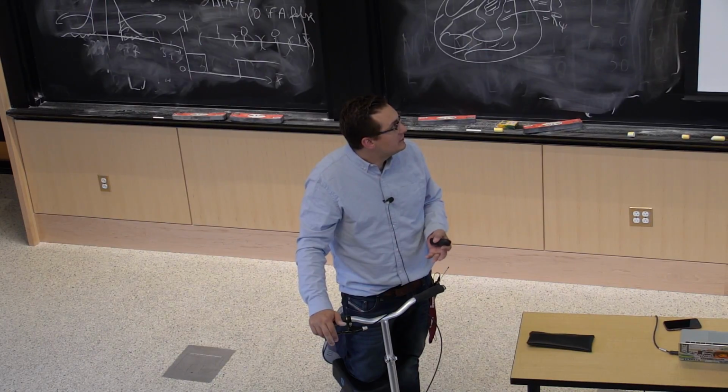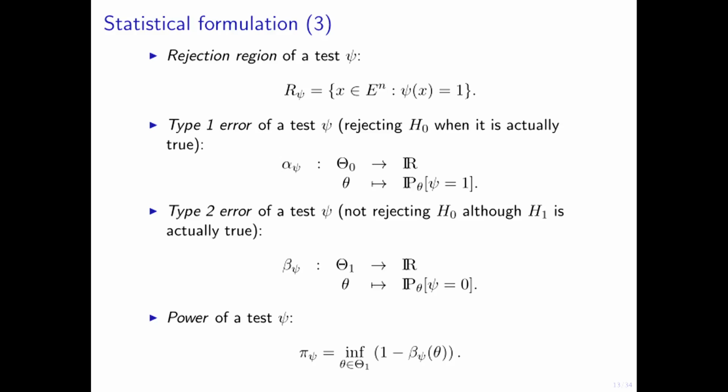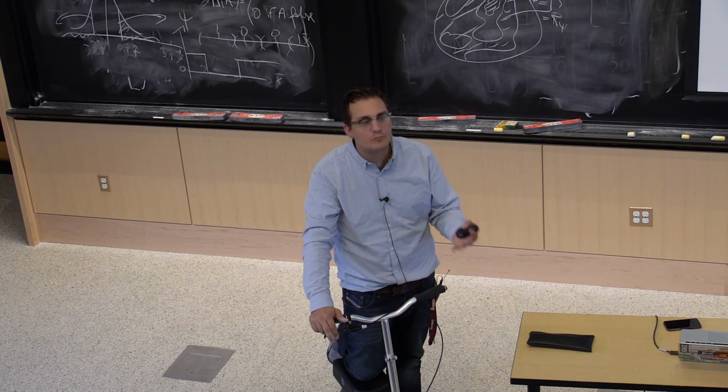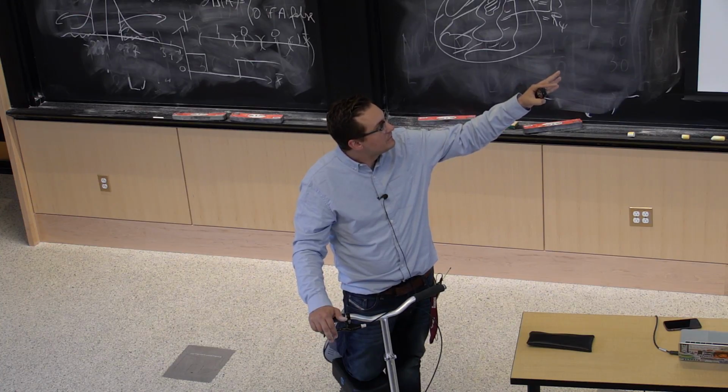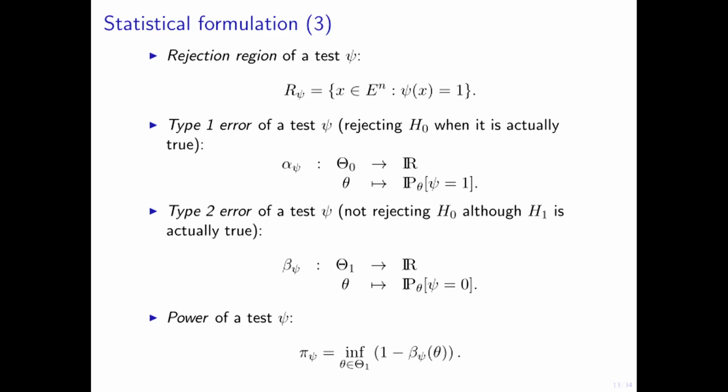The type 1 error is the one that says, if it is actually the status quo, but I claim that there's a discovery, if it's actually H0 but I claim that I'm in H1, then I commit a type 1 error. Okay? And so the probability of type 1 error is this function alpha of psi, which is just the probability of saying that psi is equal to 1 when theta is in H0.